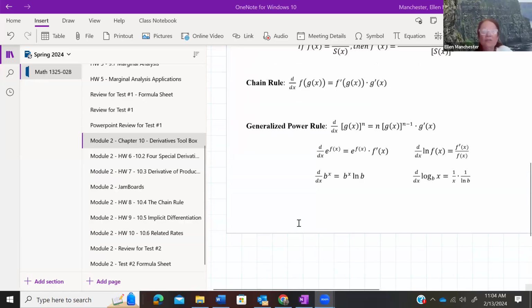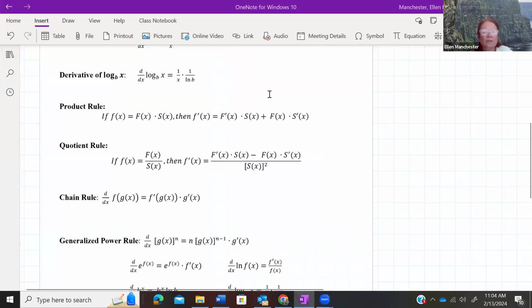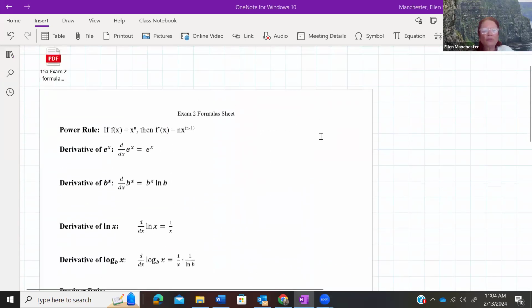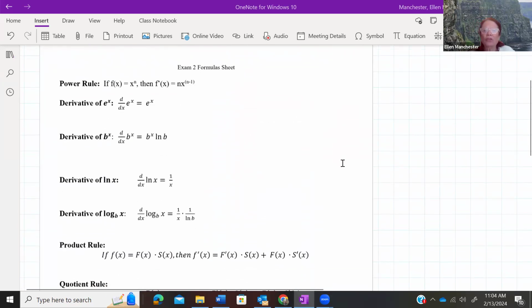So let me share my screen. This is in your module for module 2. These are all the tools that we're going to use by the end of chapter 10. This is really the only thing you're going to need for the chapter 10 test, the second test: all of these tools. But you have to know how to read them. There's very specific math language here.